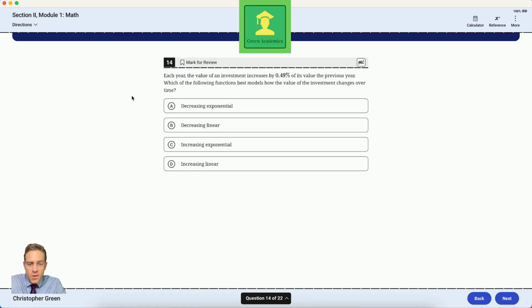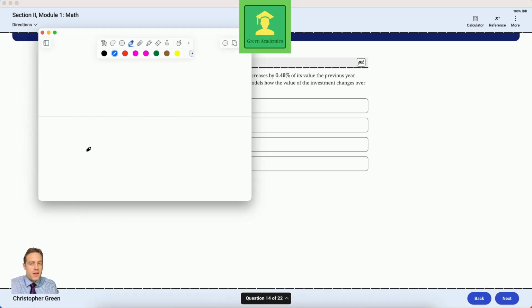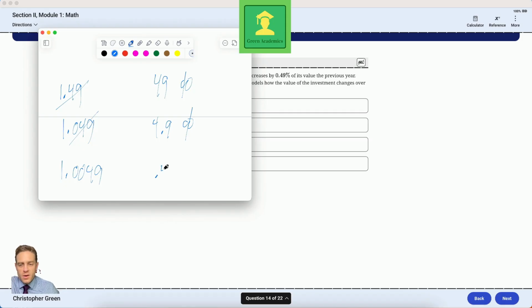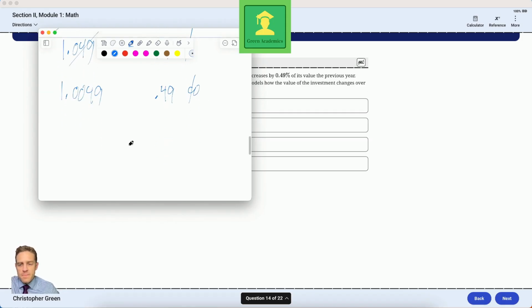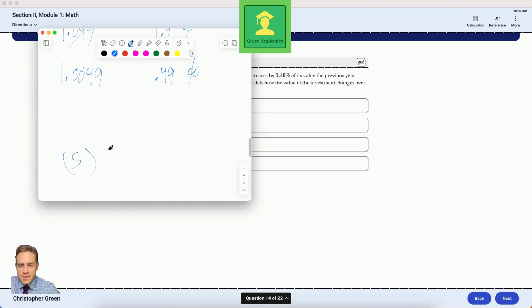Each year, the value of an investment increases by 0.49%. Increases by 0.49% is the same as multiplying by, now it's not 1.49 because that would be increasing by 49%. It's not 1.049 because that would be increasing by 4.9%. It's 1.0049, which is increasing by 0.49%. So it would be whatever you started with, s times 1.0049 to the x power, where x is the number of units of time.